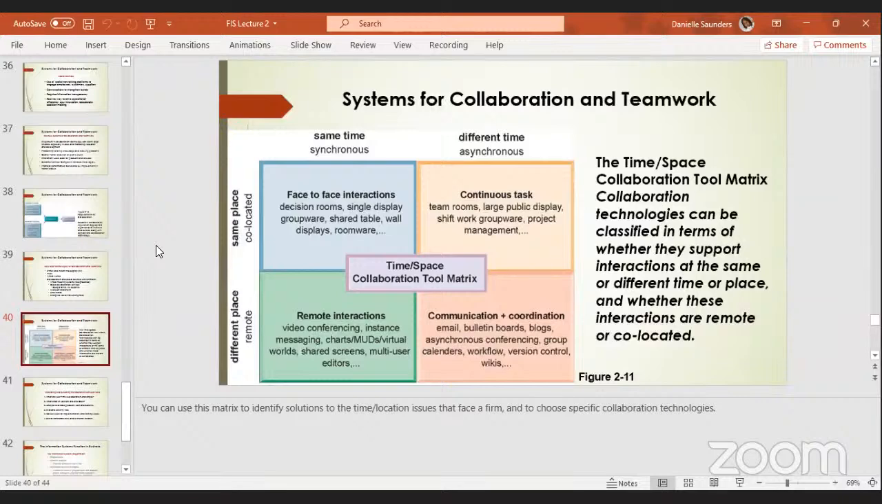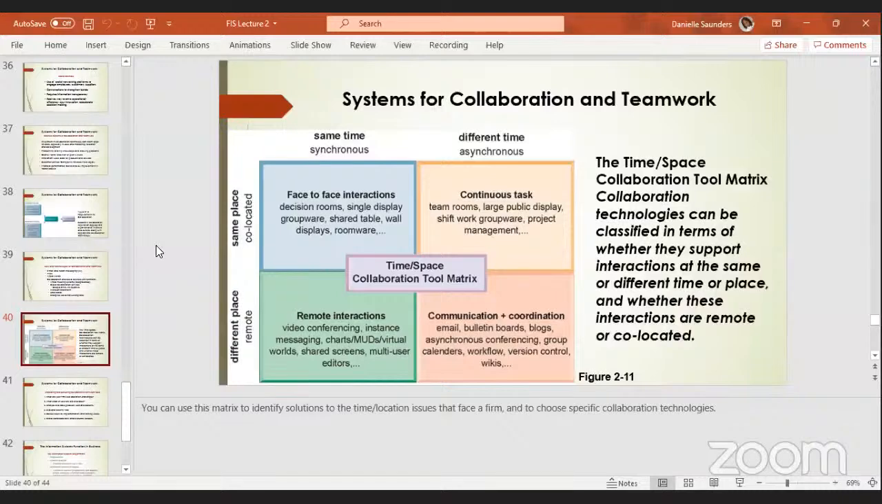So the same exact tool can be used for different time as well. And then we have the same place, different time, where people are in team rooms and in different places. And then you have situations where it's different places at different time. But I think we're all used to that.